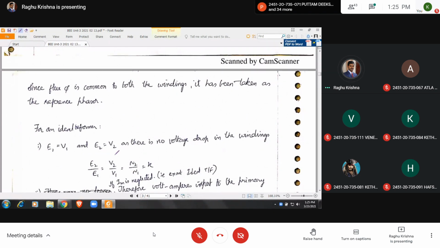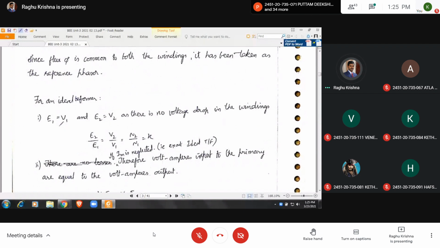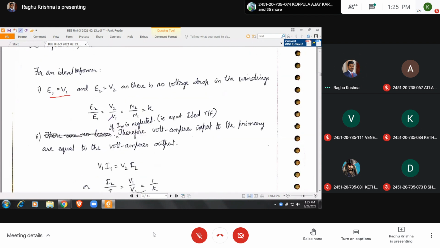So here you can take an ideal transformer. For an ideal transformer, E1 equals V1 and E2 equals V2, as there is no voltage drop. So E2 by E1 equals K. E2 by E1 equals V2 by V1 equals N2 by N1 equals K.